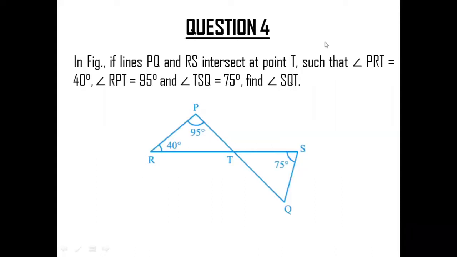First of all, let us understand question number 4, which says: in the given figure, if lines PQ and RS intersect at point T such that angle PRT is equal to 40 degrees, angle RPT is equal to 95 degrees, and angle TSQ is equal to 75 degrees, then find angle SQT. The given data is also mentioned in the figure below. Let's observe this figure and quickly get to the solution of question number 4.